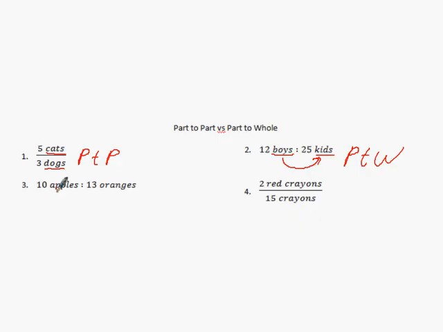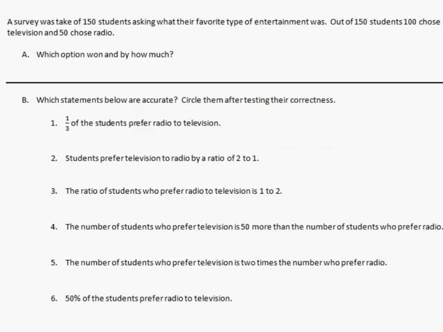Number three, 10 apples to 13 oranges. This one is part to part because apples are not oranges. Oranges are not apples. They are entirely separate. Number 4, 2 red crayons to 15 crayons. This is part to whole because all red crayons are crayons, but not all crayons are red. Red crayons goes inside crayons. So, part to part, part to whole, important concept to understand. Let's jump right into the rest.